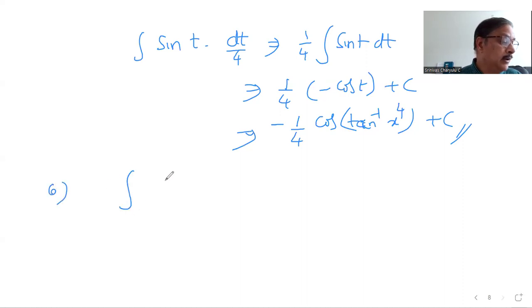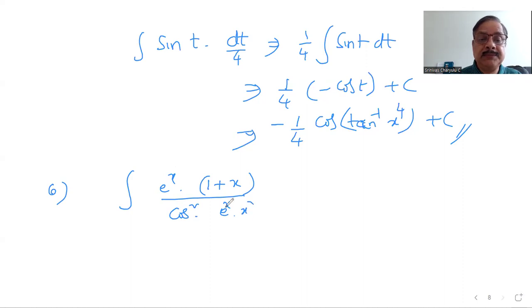Integral e to the power of x into 1 plus x divided by cos square of e to the power of x into x. So this is the sum. So what we do now, we will call e to the power of x into x, that we put as t. In this sum, we'll call this as t now.